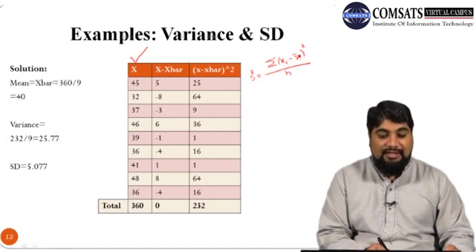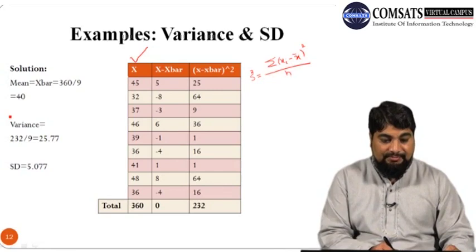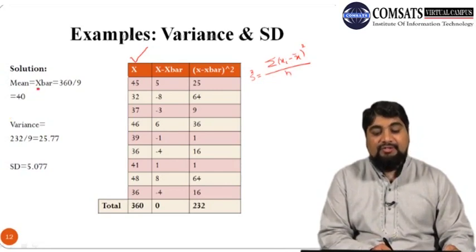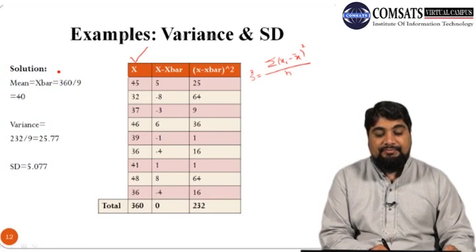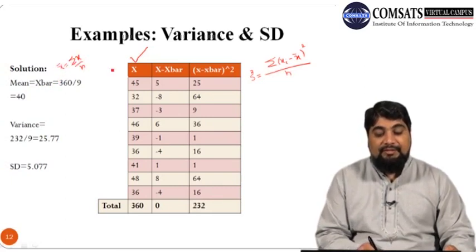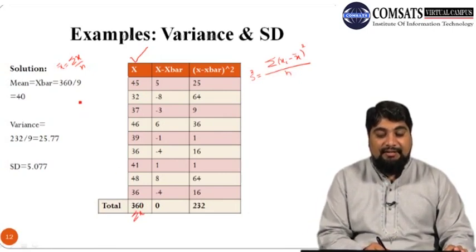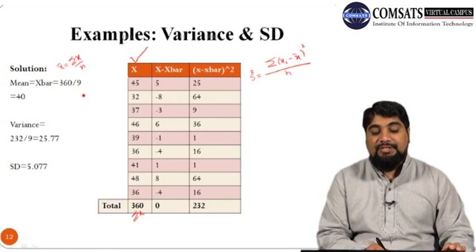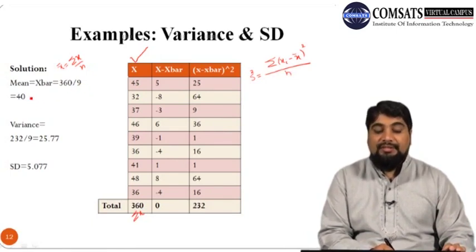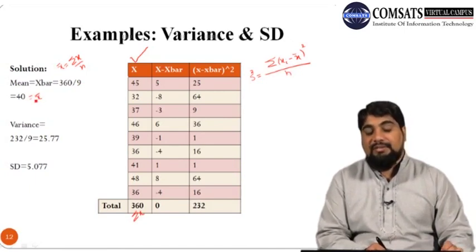So here this x bar is calculated as, so mean is x bar, which is summation x over n. So add up all these values in column x. So this summation x is 360 in this case, divided by n. N is the total number of observations, which is 9. So 360 divided by 9, we get 40. So 40 is our x bar or sample mean.